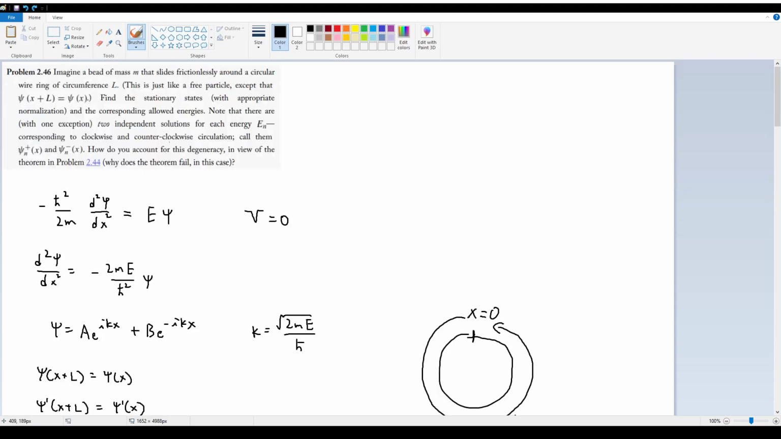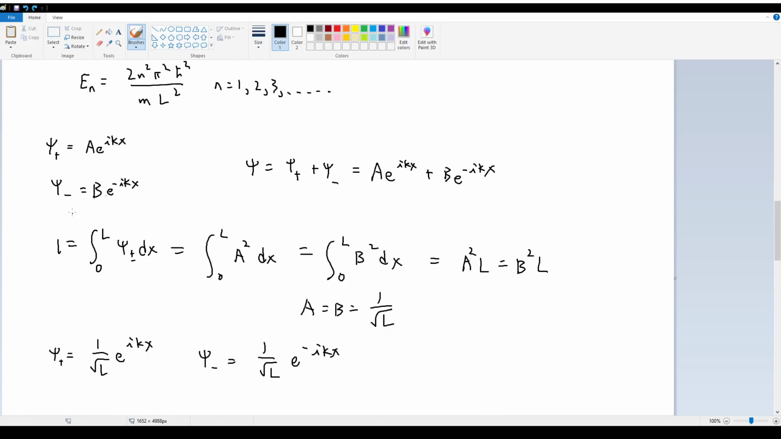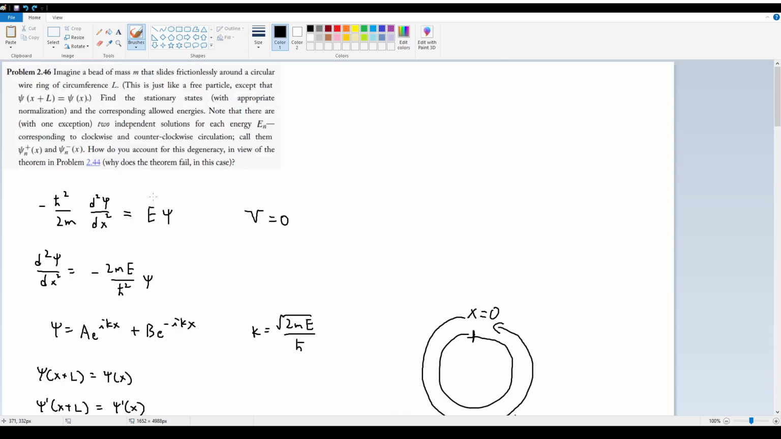Now, one more thing. How do we account for this degeneracy in view of the theorem from problem 2.44? If you did 2.44, you'll remember that it talks about how in one dimension there cannot be degeneracy for wave functions. And here, evidently, we do have degeneracy in the form of twofold via psi plus and psi minus. So to explain this, remember that 2.44 required the wave function to be normalizable.